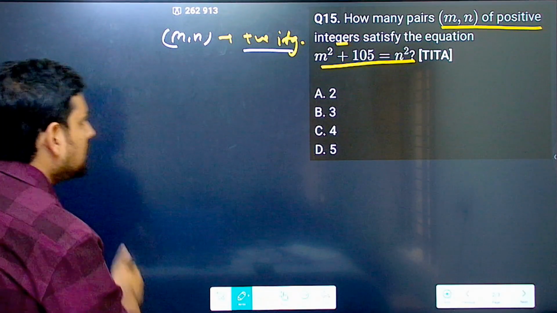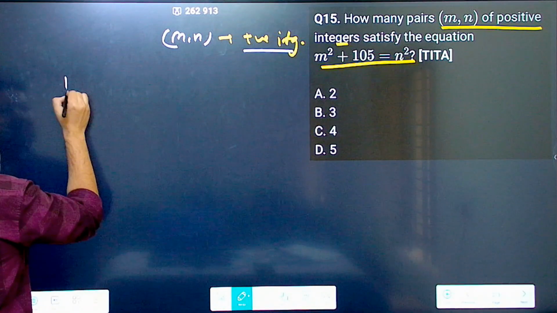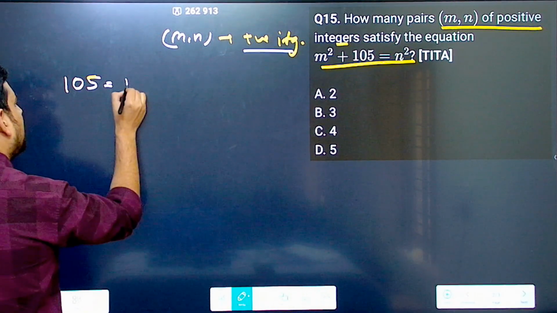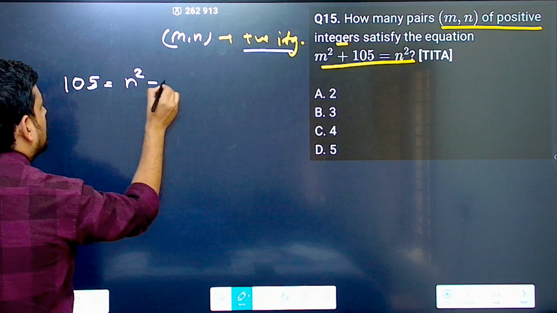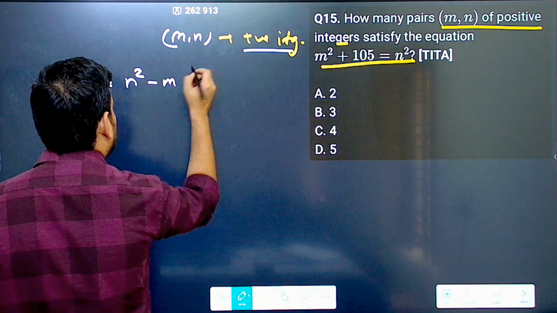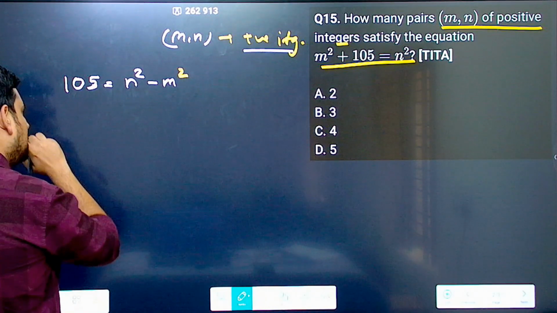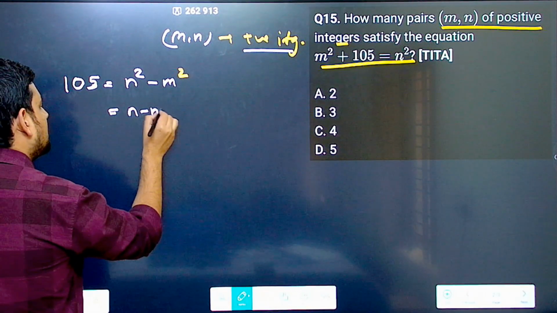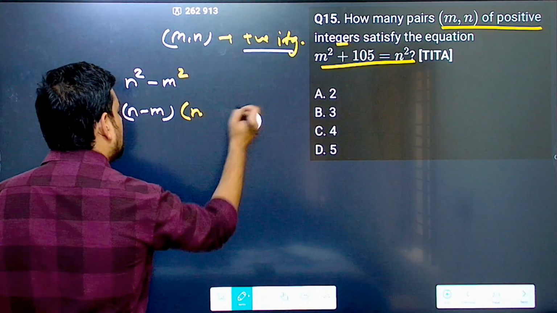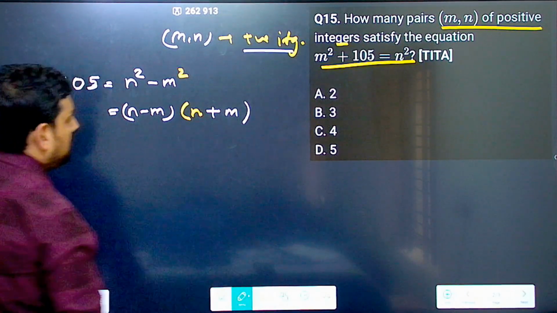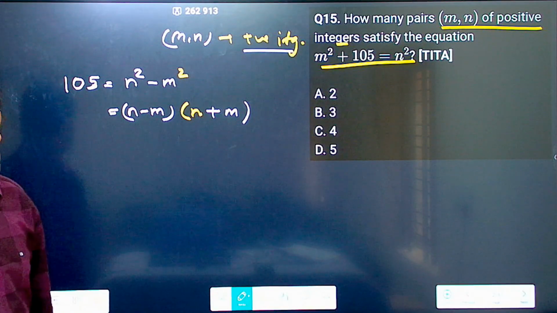Okay, now it says m square is equal to 105 plus n square. Now isn't this 105 being equal to n square minus m square? Correct? n square minus m square. So this is actually (n minus m) into (n plus m). Can you feel this? n minus m, n plus m. Why? a square minus b square. So n minus m into n plus m. Now I have to solve this.